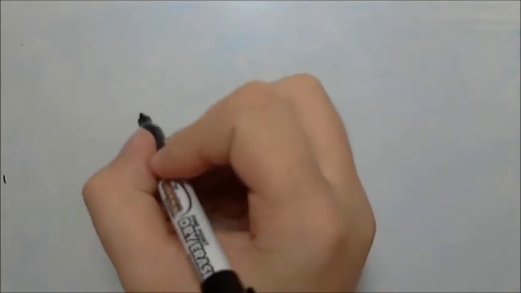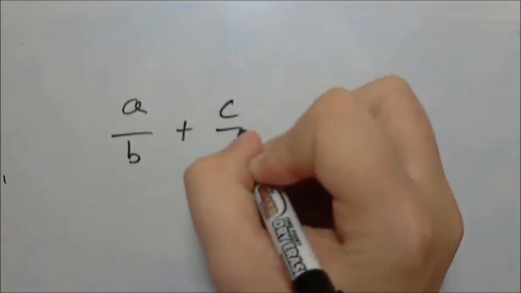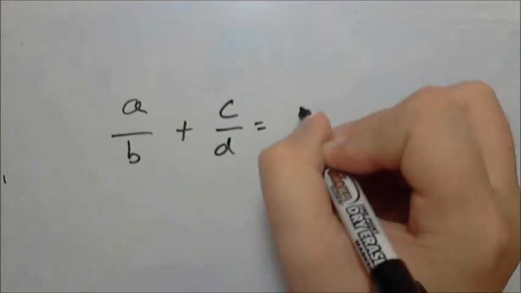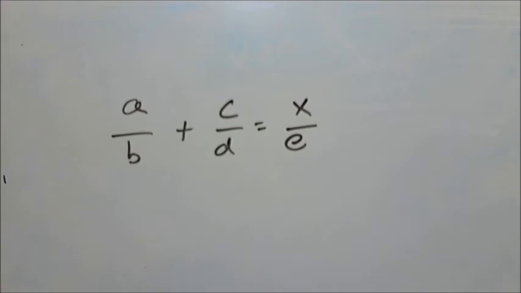So the test of this is the question, does it always work? If it doesn't always work, it's not math. It's fake math. So let's see if this is real math or fake math. So we're going to come up with a ridiculous problem. We're going to have A over B plus C over D equals x over E. And we want to solve for x.